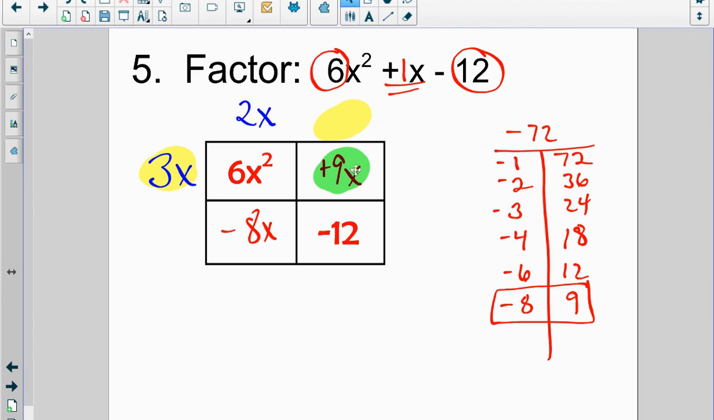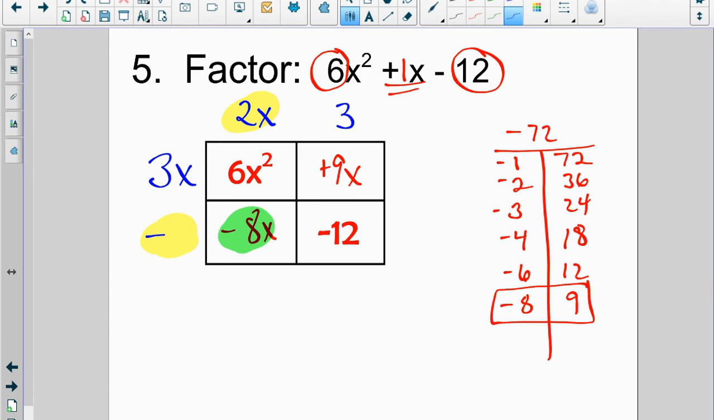What times 3x is 9x? Well, I know 3 times 3 is 9, so that must be 3. 3 times 3x is 9x. Now if I move to the bottom row, what multiplies up to negative 8x? This thing times 2x has to be negative 8x. So I know it's got to be negative. What times 2 equals 8? Well, that's got to be a 4. So negative 4 times 2x is negative 8x.